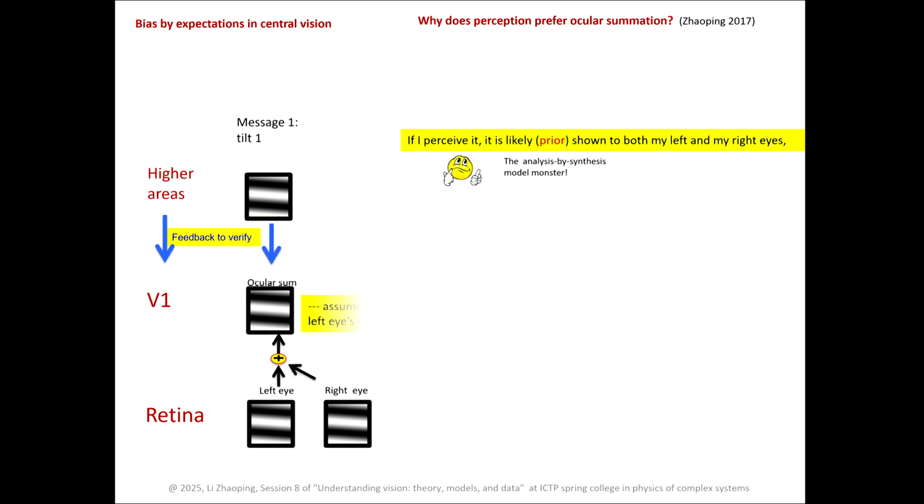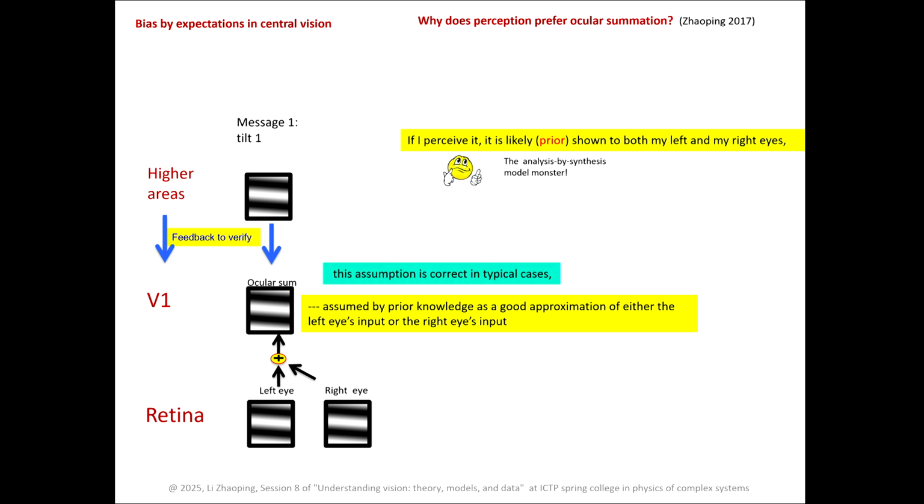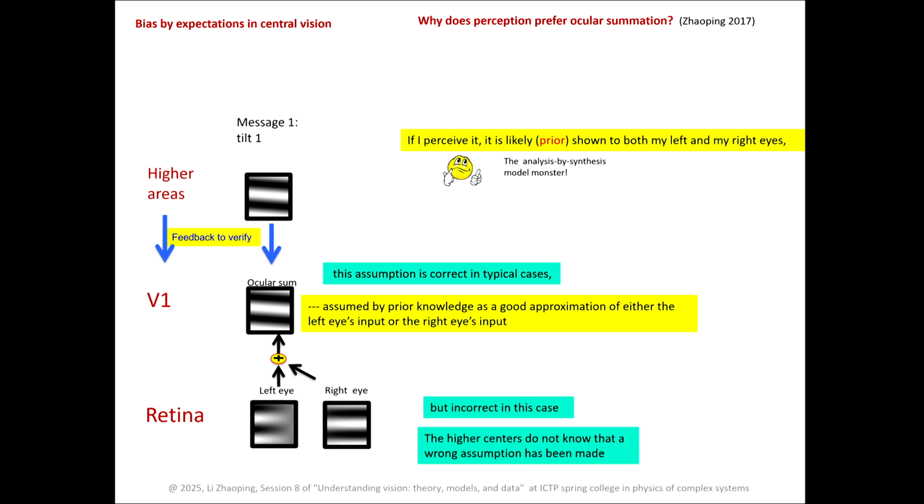And it would then check with the signal in the summation channel, which is a proxy for the inputs to both eyes. This is because prior knowledge says that the summation signals should resemble both the left eye's input and the right eye's input, since in typical situations the two eyes receive very similar inputs. This assumption is correct in typical cases, but not in this particular example. But the higher centers do not know this.